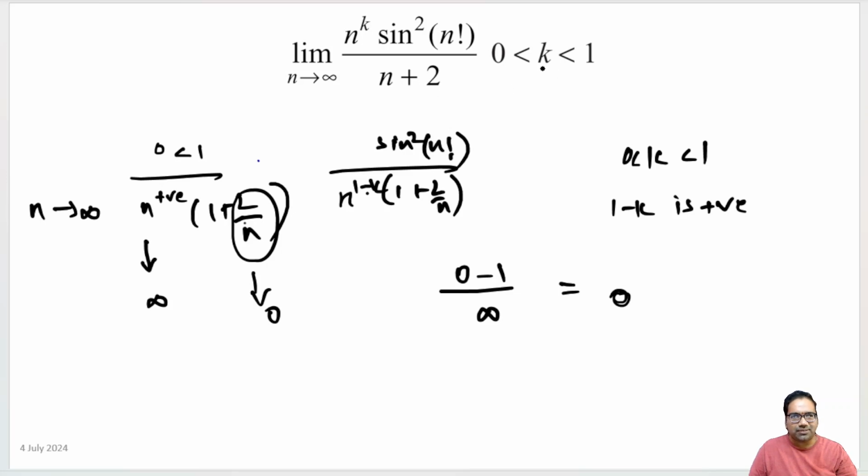Please note, because it is 0 less than k less than 1, that's why we are able to do this. 1 minus k, n power 1 minus k. Because n is becoming big, n power 1 minus k, that means n power some positive number, will also tend to infinity. So the correct answer is actually 0. Thank you.